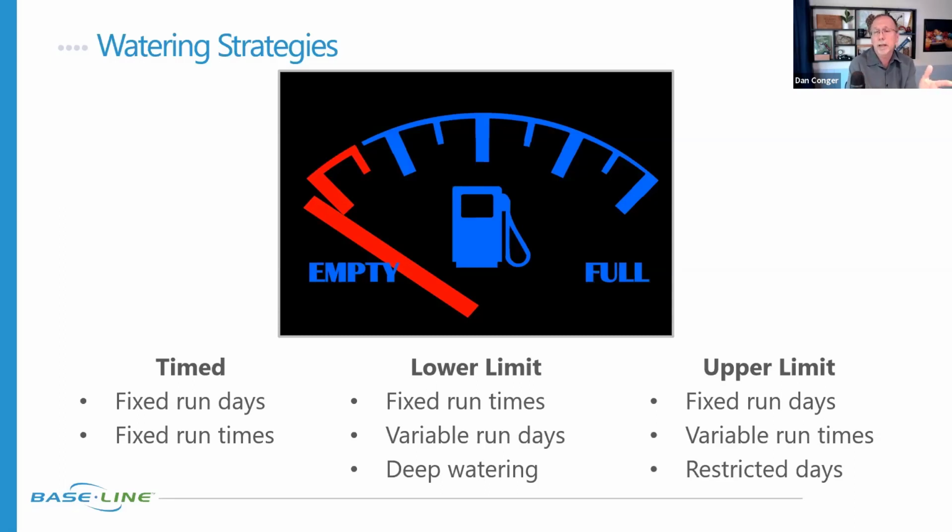So it may give it the opportunity to run Monday, Wednesday, and Friday, but it may not run on Wednesday because the moisture sensor doesn't agree with that schedule and says, I've got enough moisture content. This is really good for deep and infrequent watering. It's particularly healthy for plants. Agronomically, it's a good way to approach watering with a lower limit.